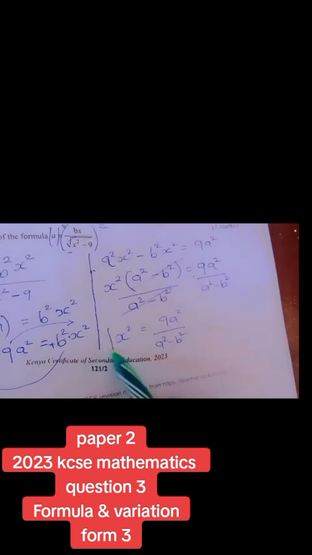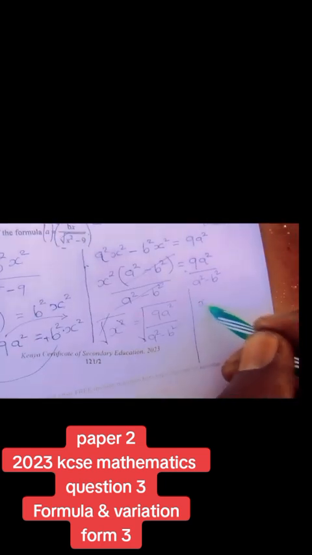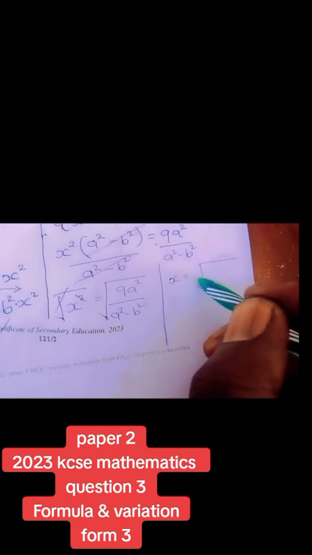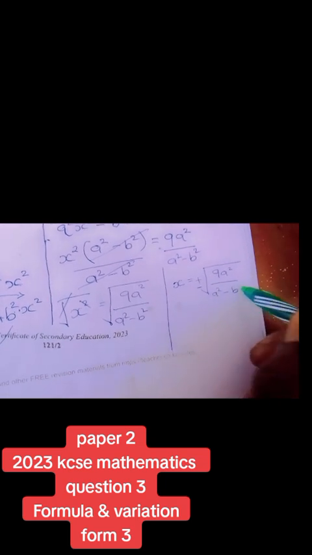Then you are asked to find the value of x, not x squared. So what we do, we find the square root of both sides. So to find the square root of both sides, the square cancels the square root. So the value of x will be the square root, and if you are making a subject of formula and you reach a point where you are going to put a major square root, you write positive or negative. And I have 9a squared over a squared minus b squared.